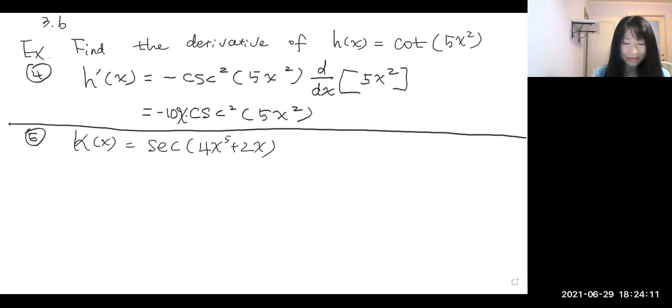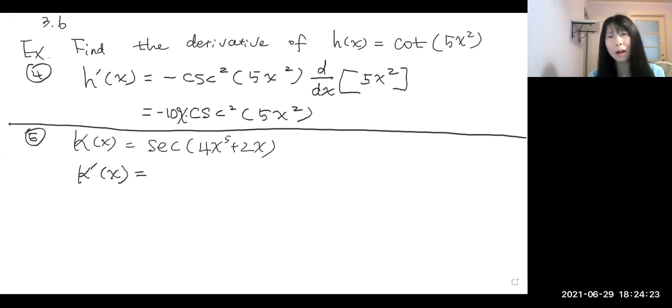So here we take a derivative. Can you recognize what kind of rule we have to use, right?